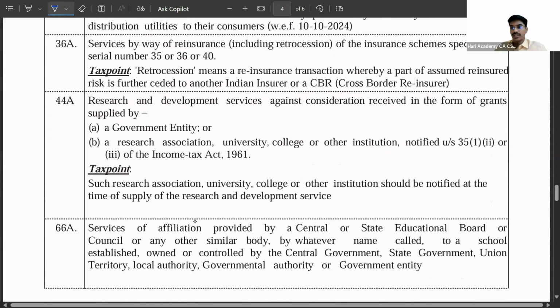Next is this research and development. Earlier, only if it is through a government entity, it was exempted. Now what they have said is the research association, university, or other institution which is notified under 35(1)(ii) or (iii) of Income Tax Act, those people are also now eligible for exemption.